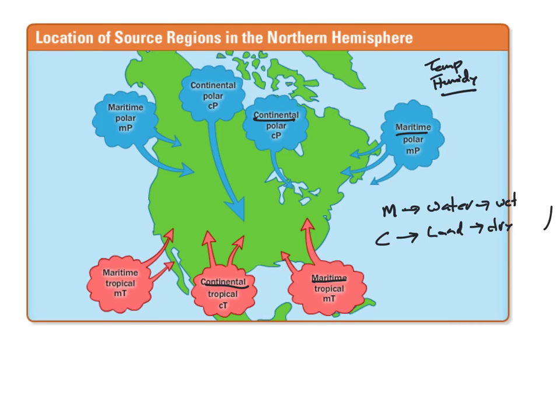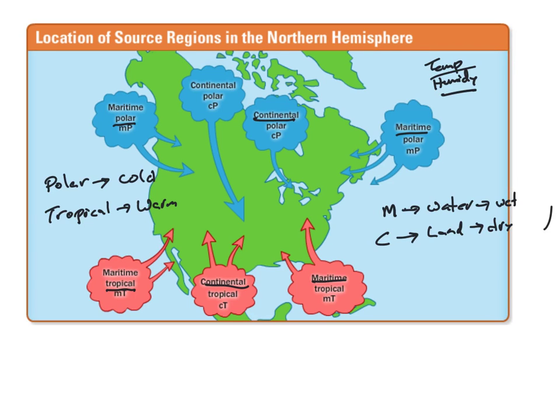Now we also talked a little bit about temperature, and temperature is going to be the second part of the name. Notice how we have polar and tropical. If I have polar air masses, that means it formed in the higher latitudes and it's going to be a cold air mass. If I have a tropical air mass, then it's going to form down in the tropics and it's going to be a warm or a hot air mass.